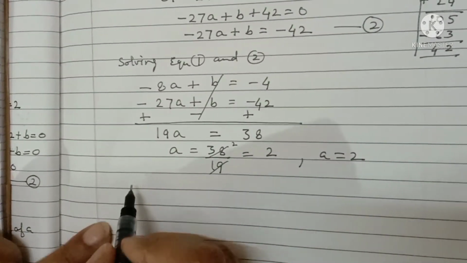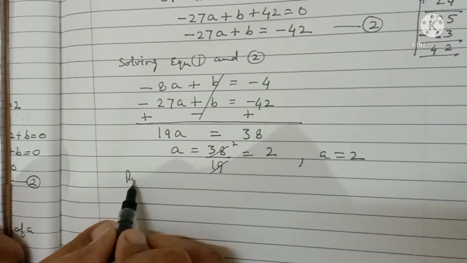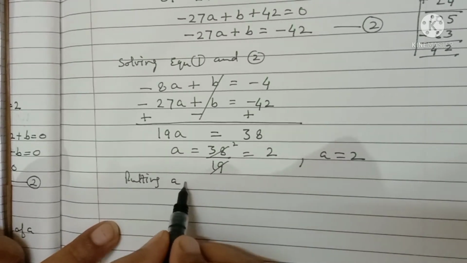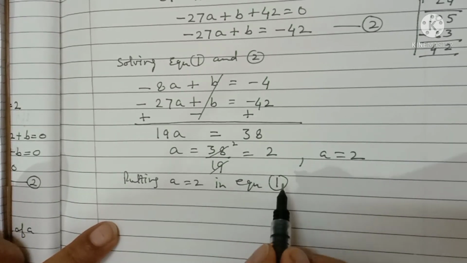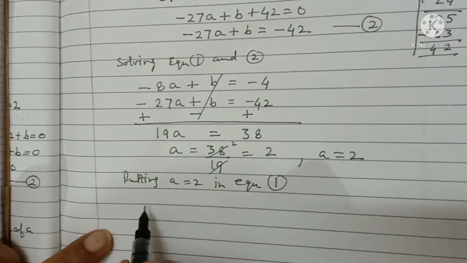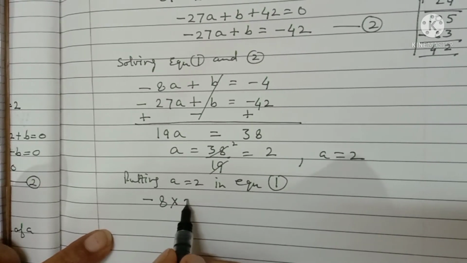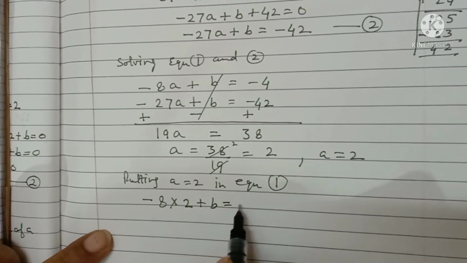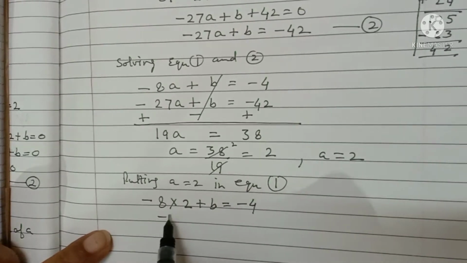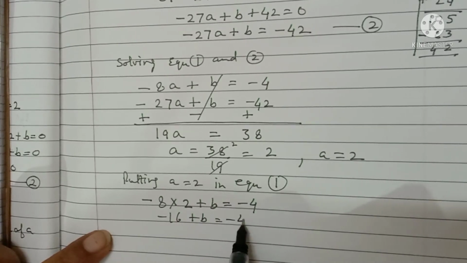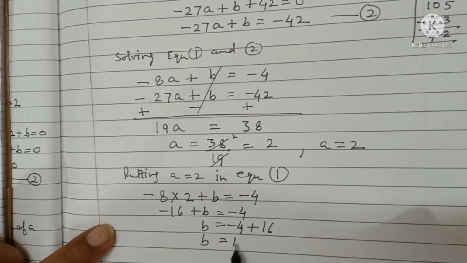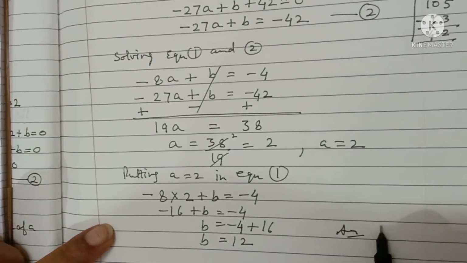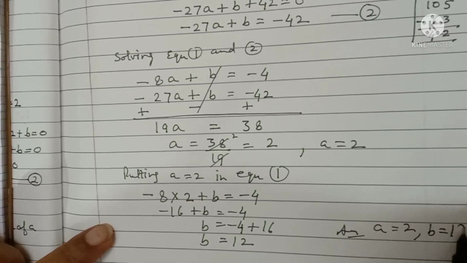Now substitute this value, putting a is equal to 2 in equation first. So you will get minus 8 into 2 plus b is equal to minus 4. Minus 16 plus b is equal to minus 4, b is equal to minus 4 plus 16, b is equal to 12. Answer: a is equal to 2 and b is equal to 12.